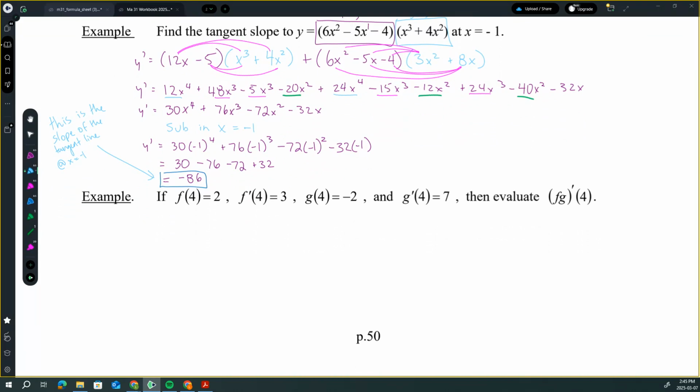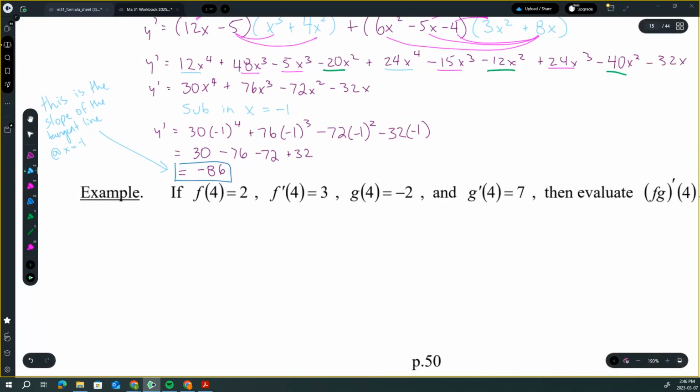Okay, next example. This one, we're not told what our f of x and g of x are, but we're told what certain things are equal to in value. We're told f of 4 is equal to 2 and f prime of 4 is equal to 3, so the derivative of whatever function f of x is, once you substitute in 4 for the x, is equal to 3. We're also told g of 4 is equal to negative 2 and g prime of 4 is equal to 7. Then we need to evaluate fg prime of 4.